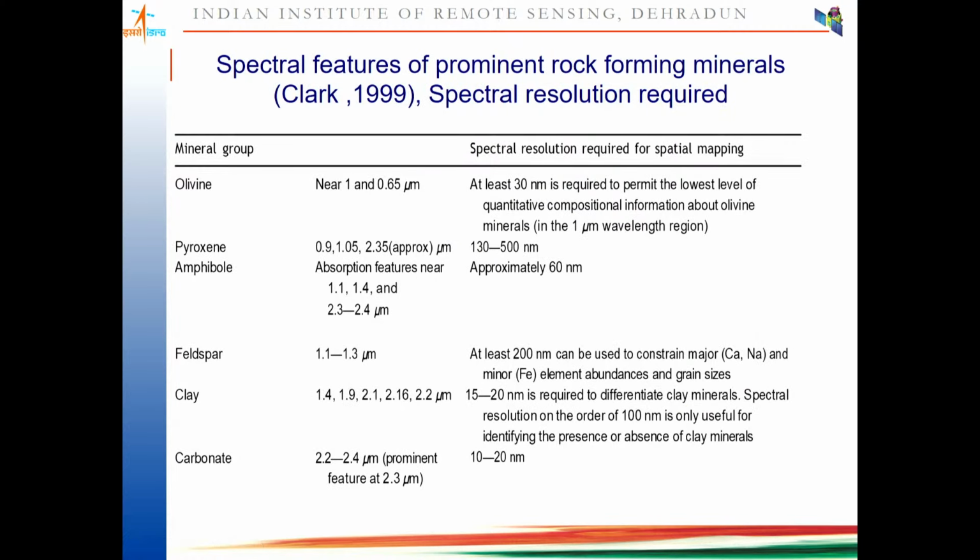Now this is for other rock forming minerals like olivine, pyroxene, feldspar and all. They have their spectra at different wavelengths, just for the information. Feldspar is 1.1 to 1.3, carbonate 2.2 to 2.4, olivine 1 and 0.65, pyroxene 0.9, 1.05 and so on. So we'll get these absorption dips, and these can be seen very clearly in the hyperspectral image spectra.